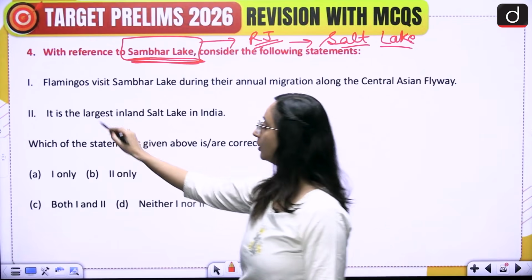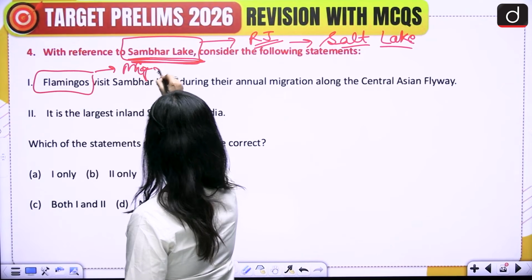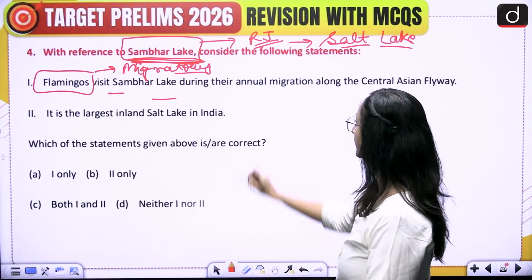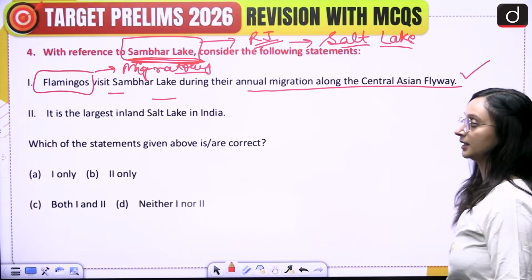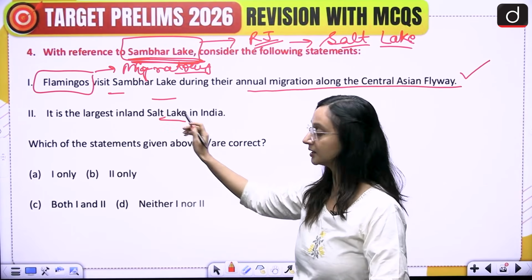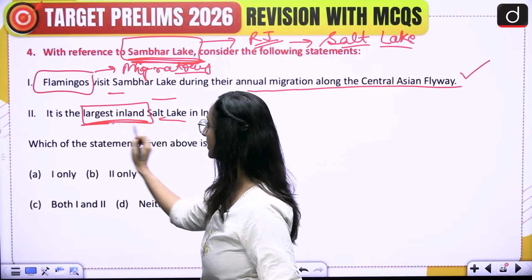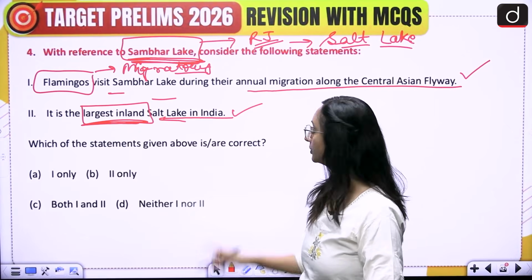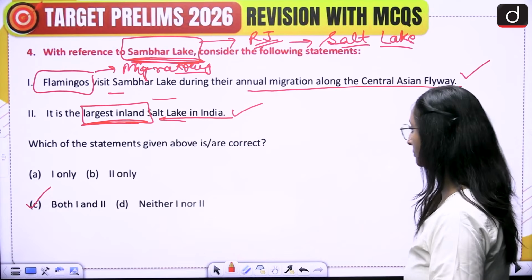Okay, so flamingo is also a migratory bird, and this bird visits Sambhar Lake during their annual migration along the Central Asian Flyway. Yes, this statement is correct. And if we talk about this lake, then this is a salt lake in Rajasthan. It is in fact the largest inland salt lake in India. So this statement is also correct. So here both the statements are correct. Option number C, both 1 and 2.